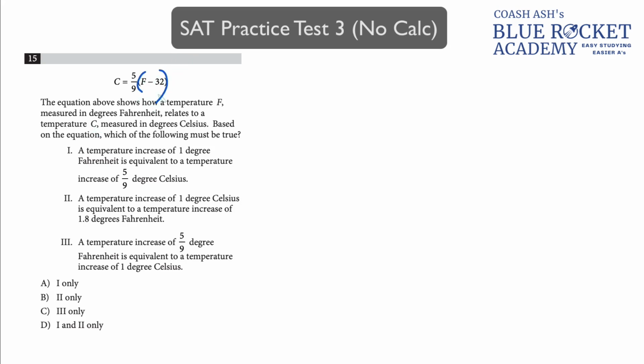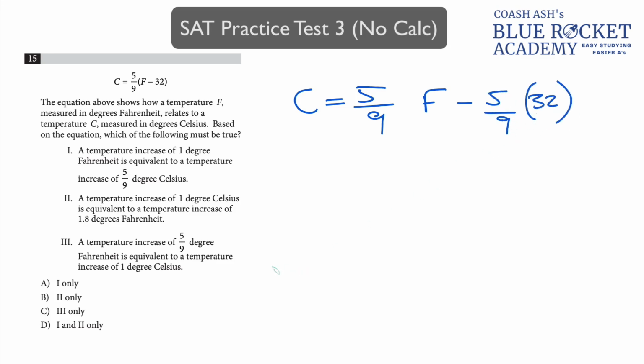First of all, if you have parentheses, you're going to distribute it. Okay, so you get C is equal to 5/9 F minus 5/9 times 32, this part. Now I'm going to give you a shortcut. The shortcut is you basically are going to ignore all of this. Just imagine you have this equation right now. Just using this equation you can do a lot of things which is going to help you solve this problem.